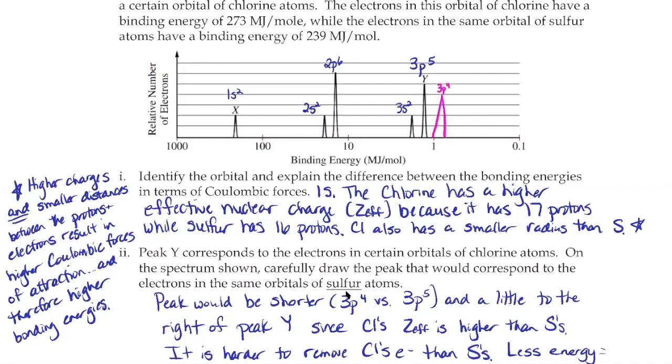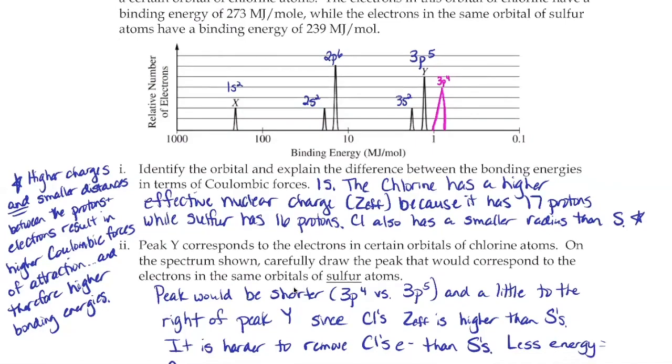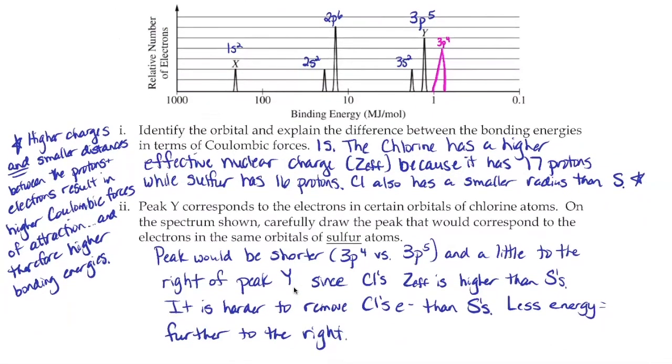If you look at that next question for peak Y and identifying where peak Y corresponds to some orbital, they just leave that ambiguous so you don't know which one it is. That's the 3p5 electrons for chlorine. But it says, where would sulfur show up on that peak? If you had to draw sulfur's outermost orbital, it would be a little bit shorter than the chlorine one that you see there, because it would only be representing 4 electrons instead of chlorine's 5. So a little bit shorter.